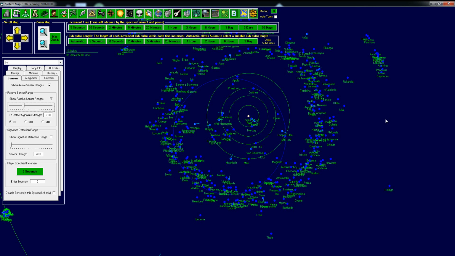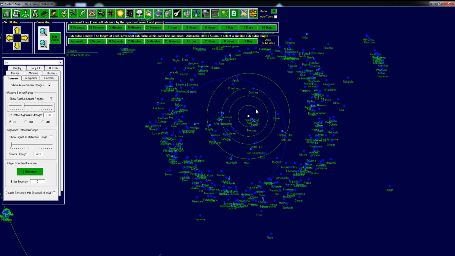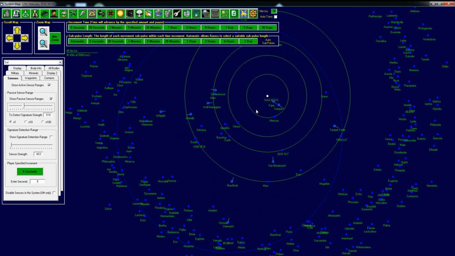However, my recommendation is that if you want to make the game a bit harder for yourself, do this. And plus, no one stops you from having numerous tracking stations around the solar system. It's just a thing that I would recommend.